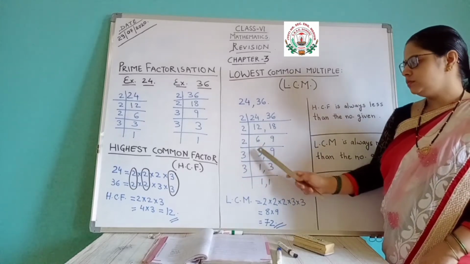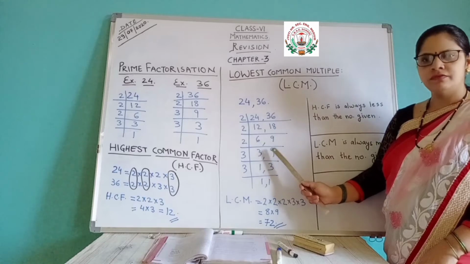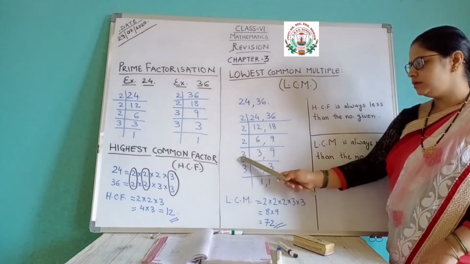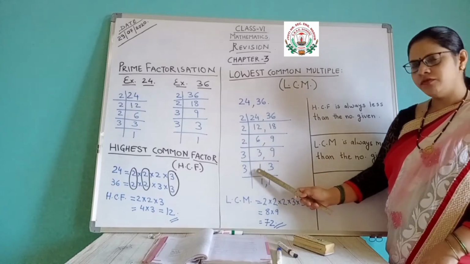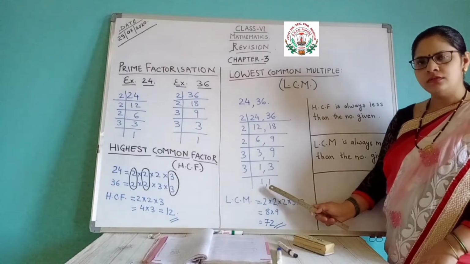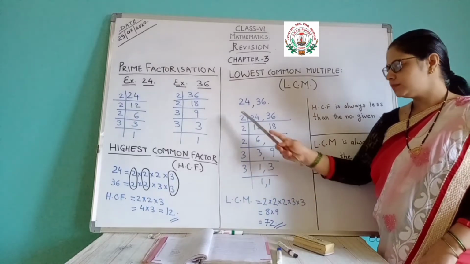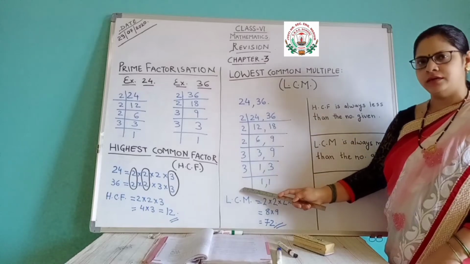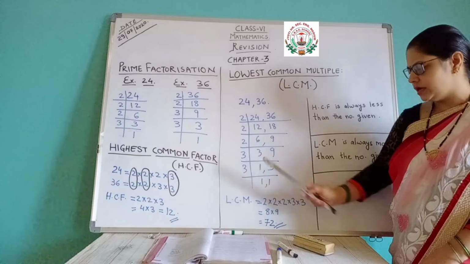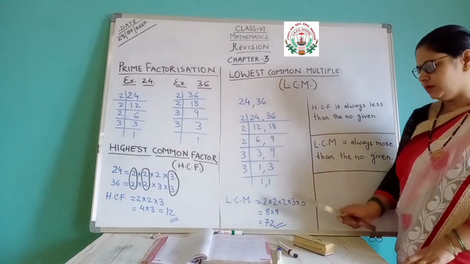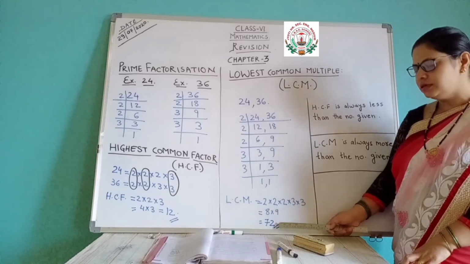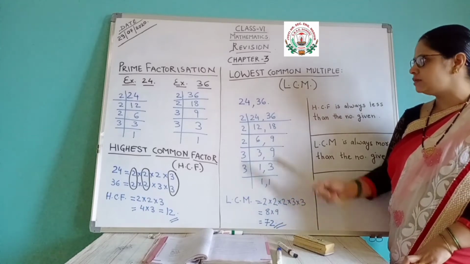Next, these two numbers 3 and 9 are not divisible by 2. Then going for 3. 3 ones are 3, 3 threes are 9. 1 we will copy down as such, then 3 ones are 3. Finally left out 1 1, which means it is completed. Now writing down all these factors and multiplying the whole: 3 times 2 and 2 times 3, 2 twos are 4, 2 fours are 8, then 3 threes are 9, 8 nines are 72. So 72 is the answer for LCM.